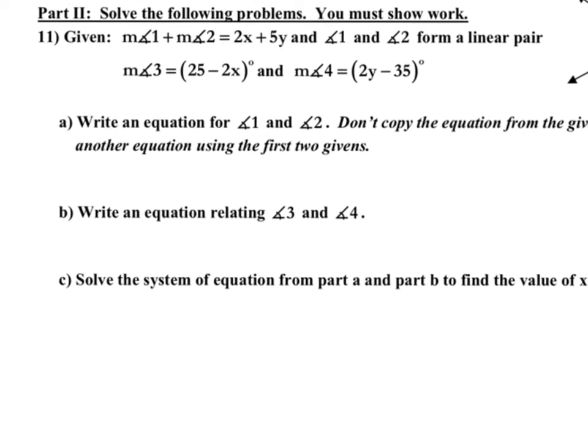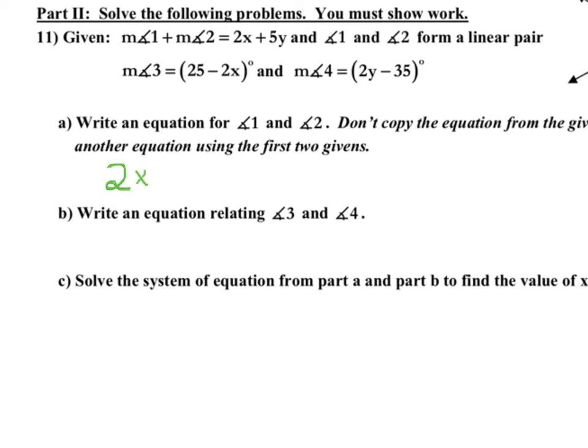So I'm going to zoom in a little bit. Here, I know that 1 and 2 are 2x plus 5y. Now, I also know that they form a linear pair, so that means that we can add these up to 180 degrees. Now, I'm going to pause there on this equation because really that's all I can do for right now at least. I obviously can't solve because I have too many unknowns. I have an x and a y. But that's my first equation.